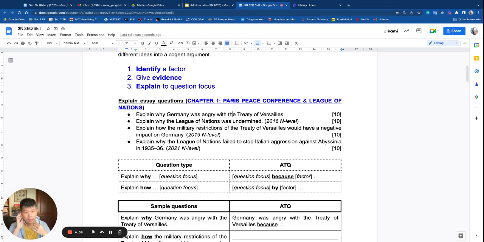Or another question: explain why the League of Nations was undermined. Now, this word undermine is tricky. It means it lost support, it wasn't successful.